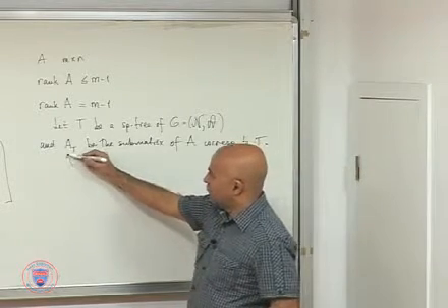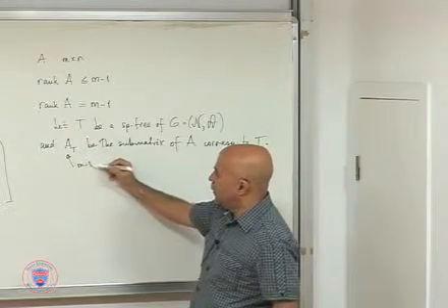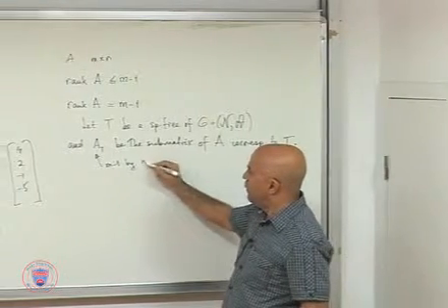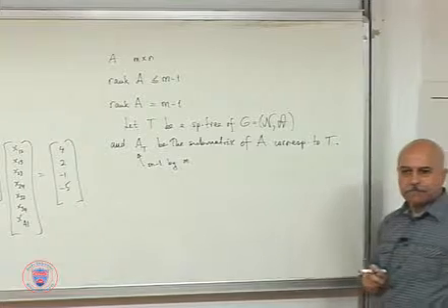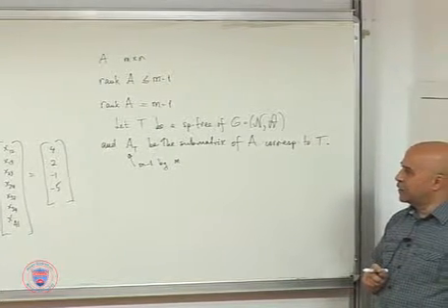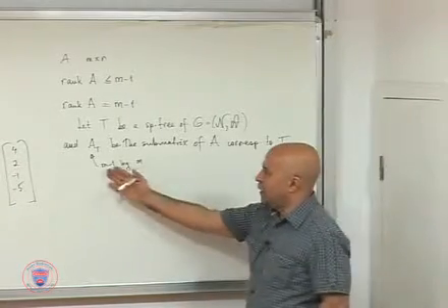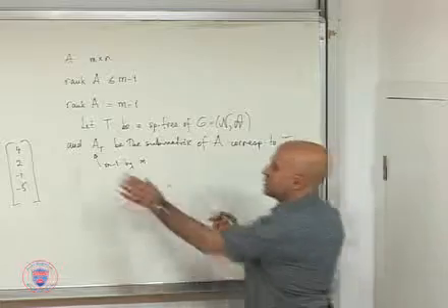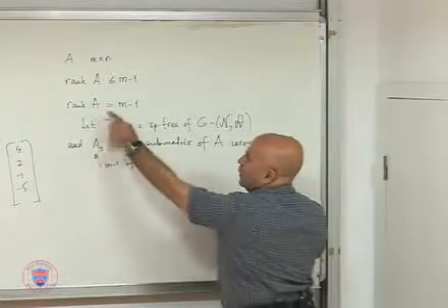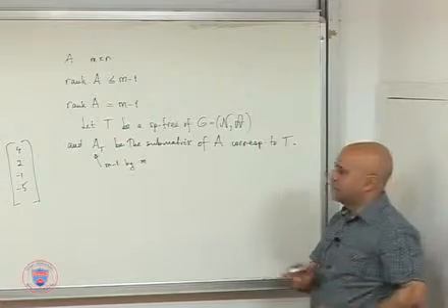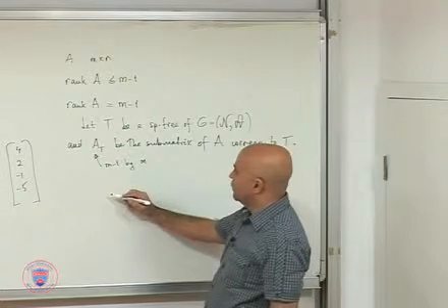So what's the size of this? It has m minus 1 columns and m rows. Okay? I'm going to show that A sub T has rank m minus 1. And if you show that, of course, since this is a submatrix of A, then A also has the same rank. Okay? All right, how do we show this?